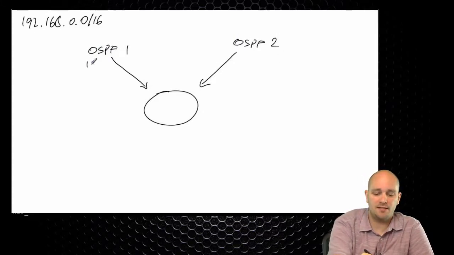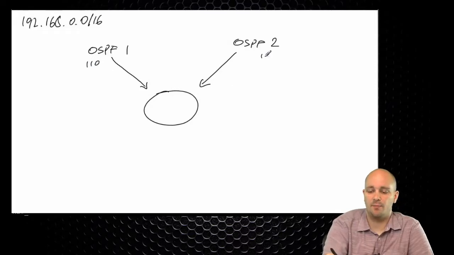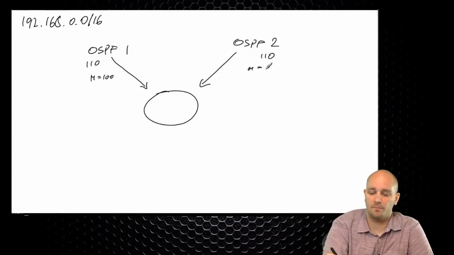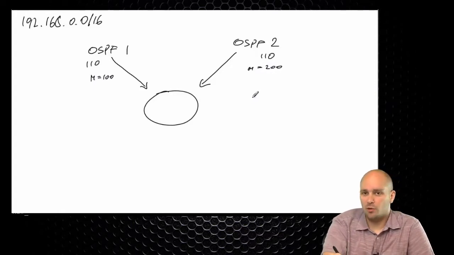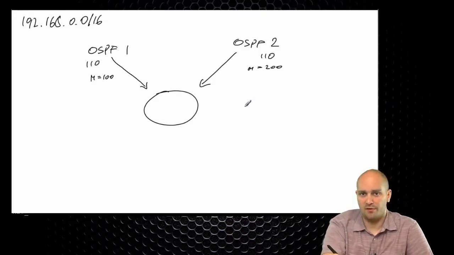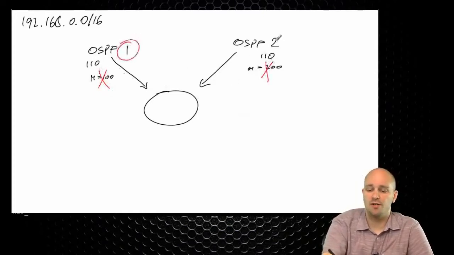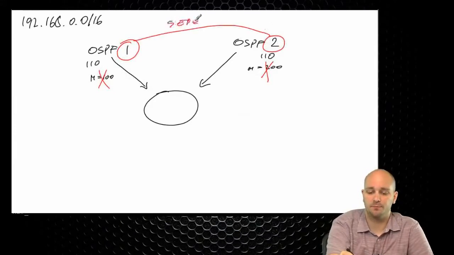Now, the admin distance here is 110. The admin distance here is 110. Let's say that the metric here is 100, and that the metric here is 200. So which one do you think wins? Now, if your answer here was OSPF 1, think again. You may or may not be right. Again, the metrics cannot be compared. Why? Because these are two completely separate routing processes.